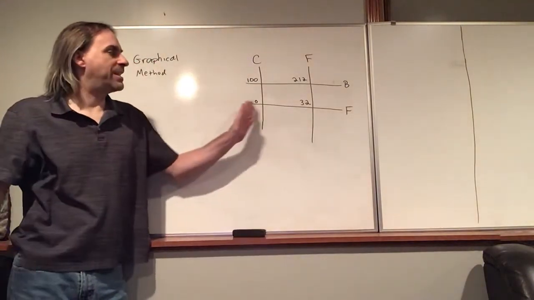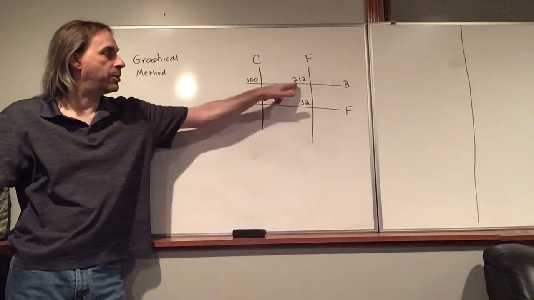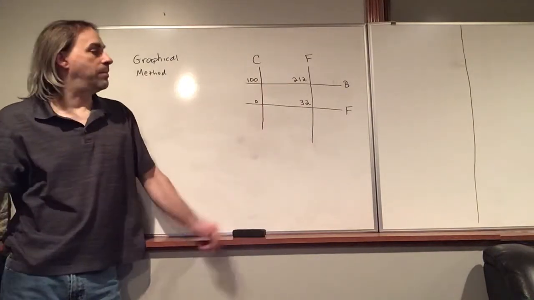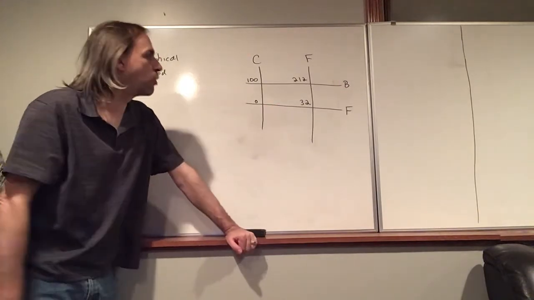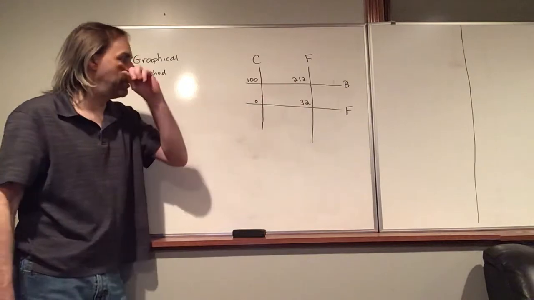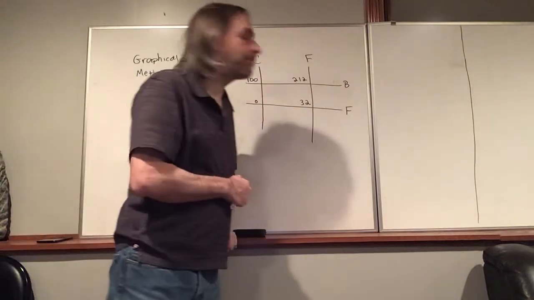Now we just have these strange values here. It might seem a little weird. Why would we make 32 and 212? Maybe 0 and 200 would be better or something, but there are historical reasons why these have these unusual values. They're based on different reference points entirely.